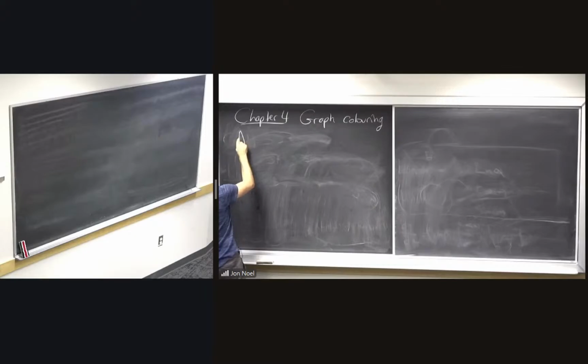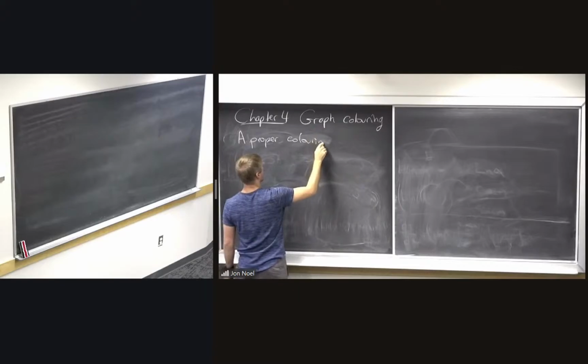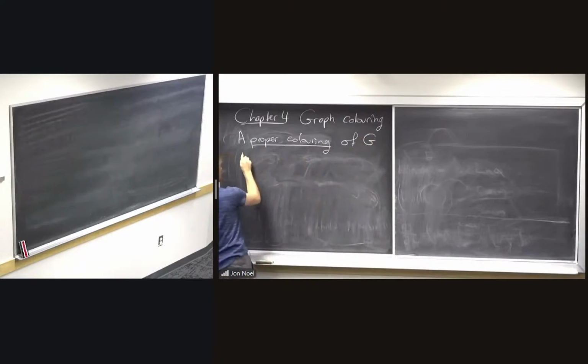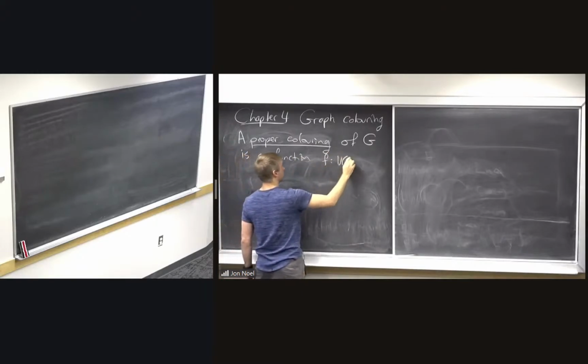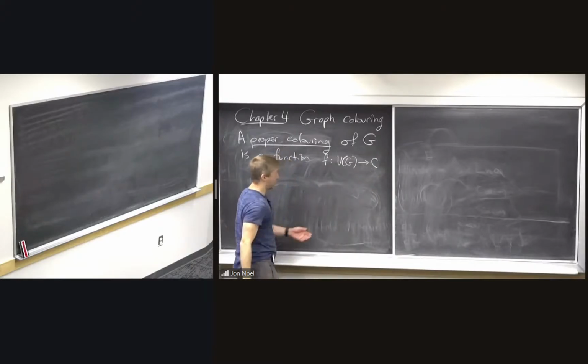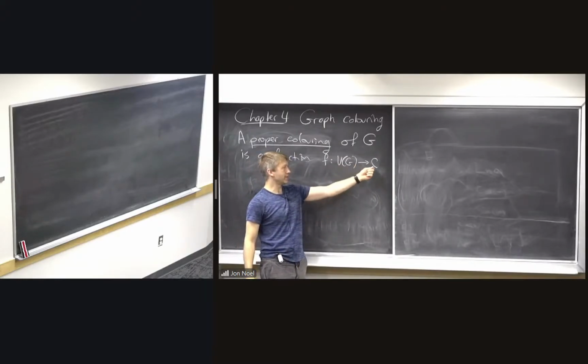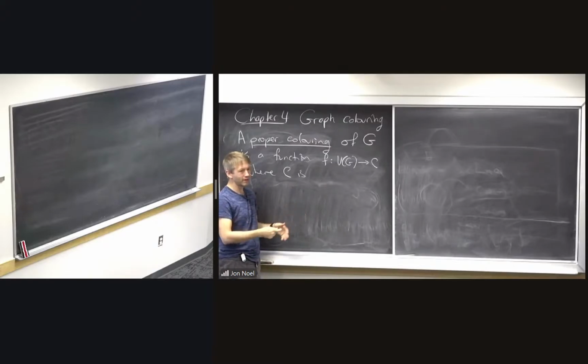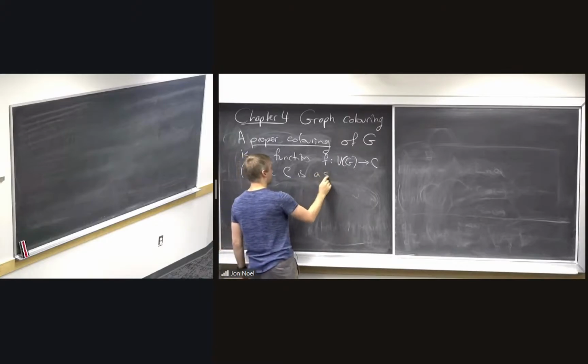So a proper coloring of a graph G is a function f from the vertices of G. I'll just write, the function maps the vertices of G to C, where C is a set of colors. Usually we'll just use the numbers 1 up to something, but in principle you could literally call the colors red, blue, green, whatever. Doesn't really matter. So C is a set of colors.